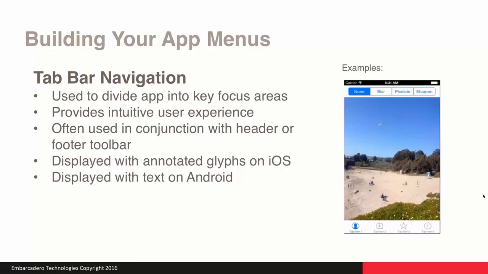It's usually displayed with annotated glyphs on the bottom aligned on iOS, and displayed with text on Android at the top. And we have built-in behavior services in FireMonkey. And if you set the tab control setting to platform, then it will automatically display itself as a top-aligned tab on Android and a bottom-aligned tab on iOS.